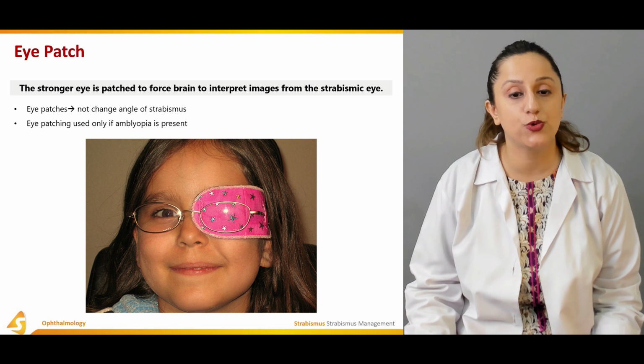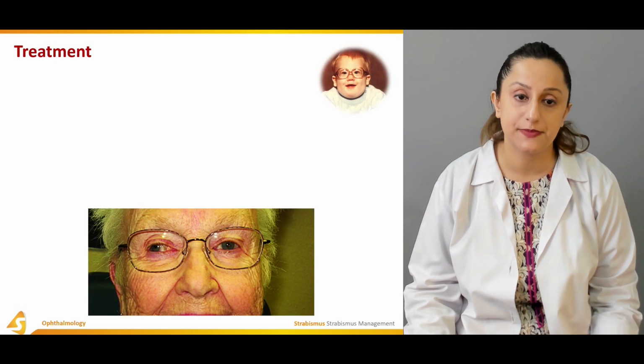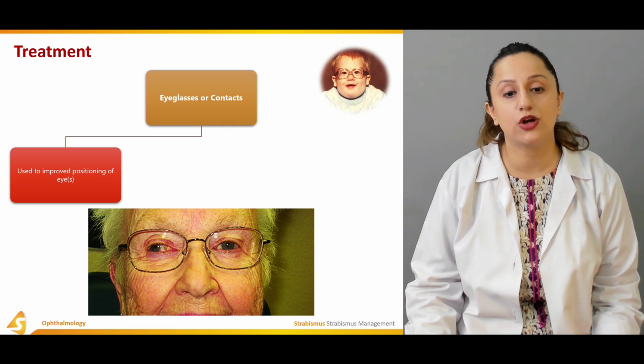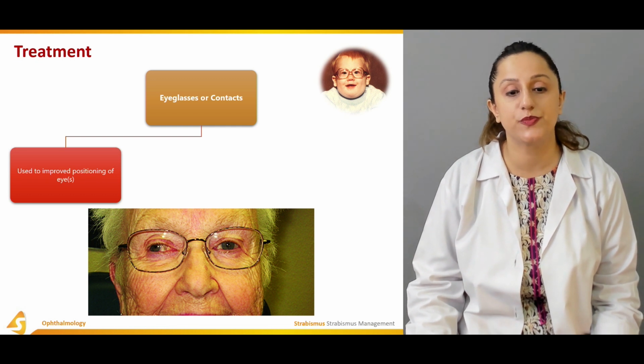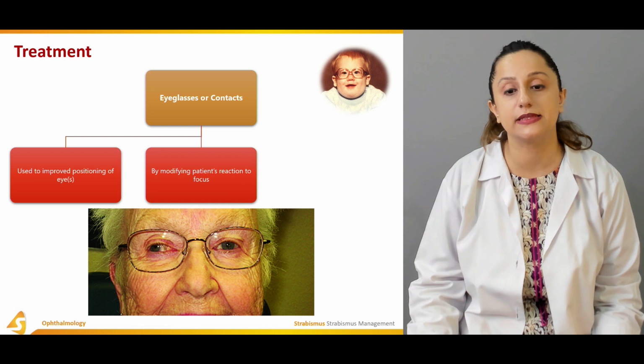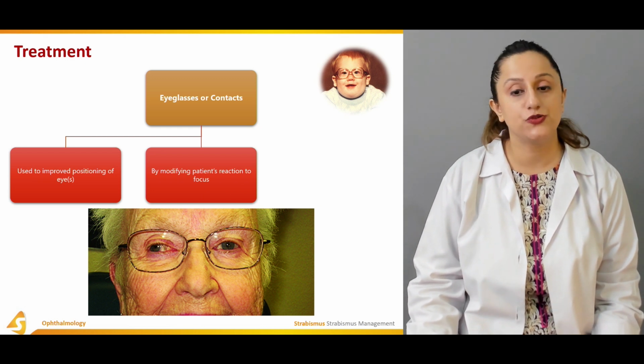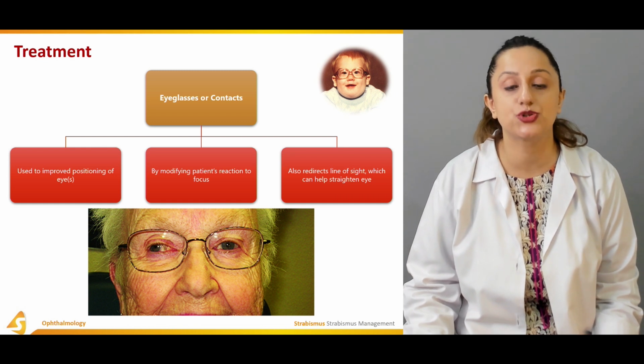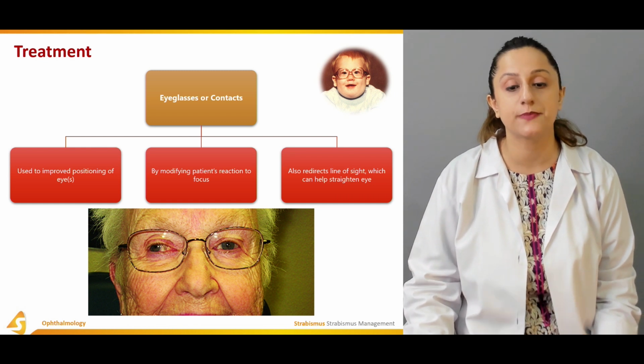Eye patching is used only if the amblyopia is present. The eyeglasses or contacts are sometimes used in a lot of children to improve the positioning of the eyes by modifying the patient's reaction to focus and also redirect the line of sight, which can help to straighten the eyes in these individuals.